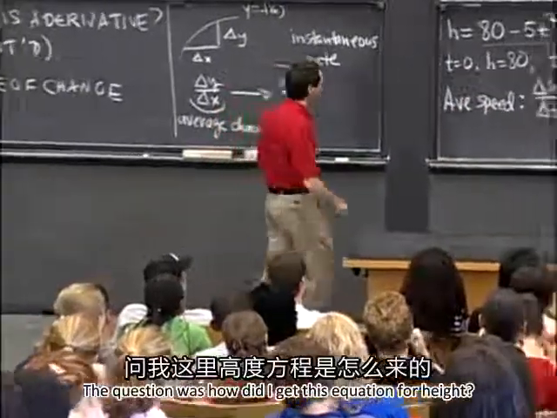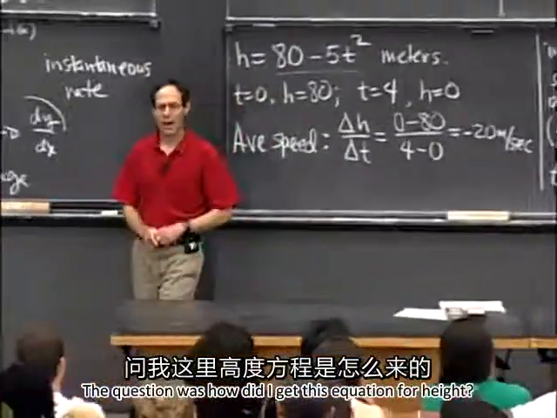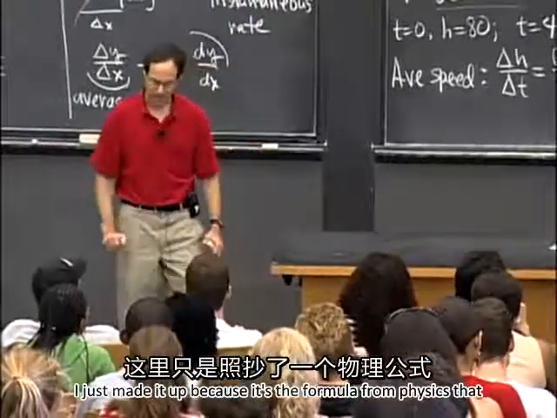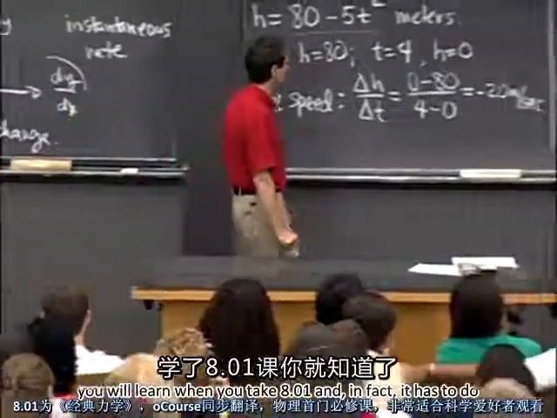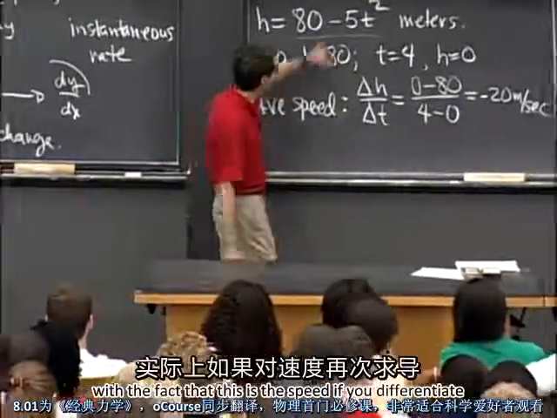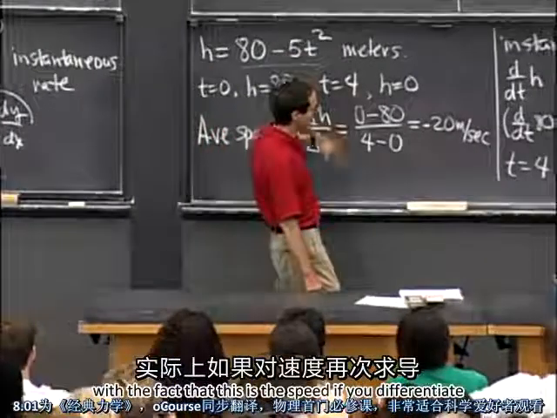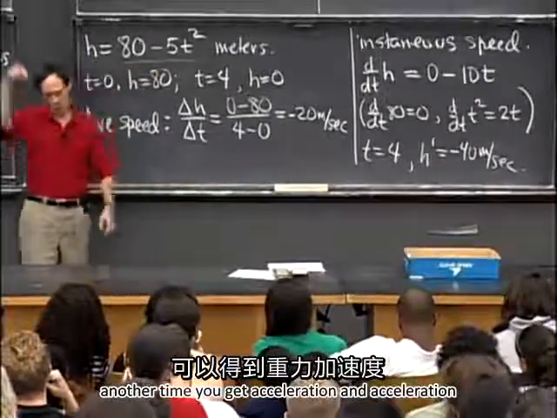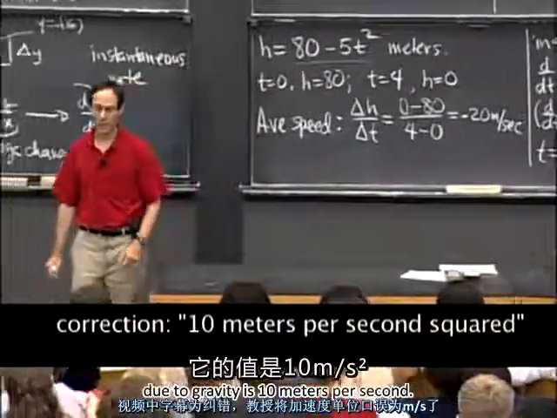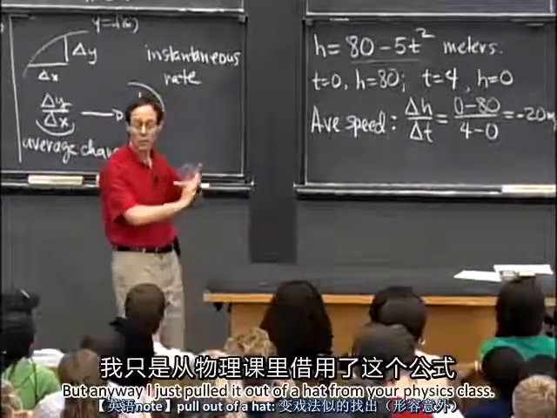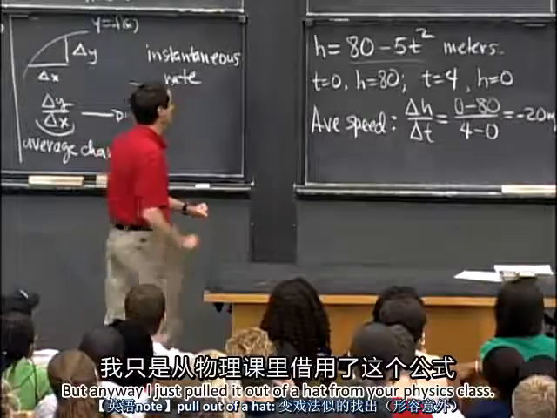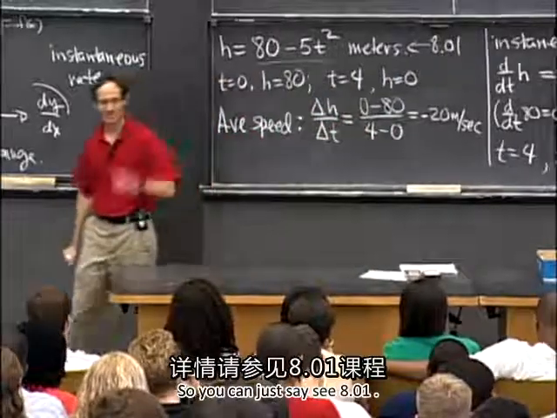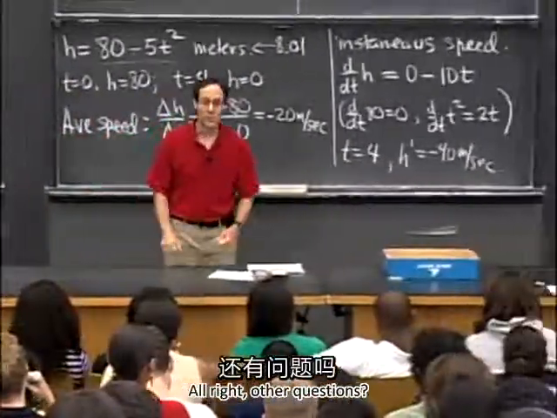Good question. The question was, how did I get this equation for height? I just made it up because it's the formula from physics that you will learn when you take 801. And it has to do with the fact that this is speed, if you differentiate another time, you get acceleration. And this is the acceleration due to gravity is 10 meters per second, which happens to be the second derivative of this. But anyway, I just pulled it out of a hat from your physics class. So you can just say C801. All right. Other questions?